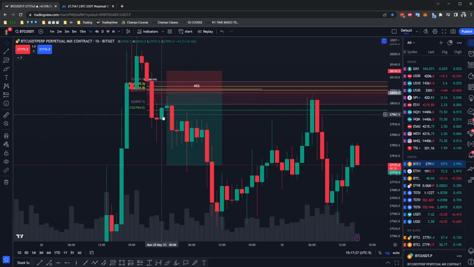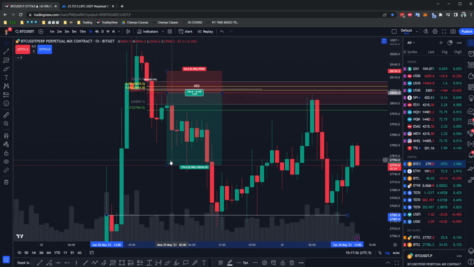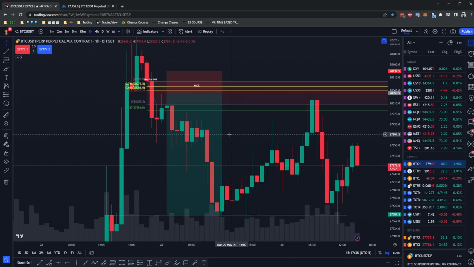All right, in this case, it was pretty much perfect. So it wasn't necessary, but it's not always gonna be that nice. And then from there, just go ahead and target liquidity, which is pretty obvious, doesn't take a genius right here. And boom, that'd be 5.5 risk to reward.